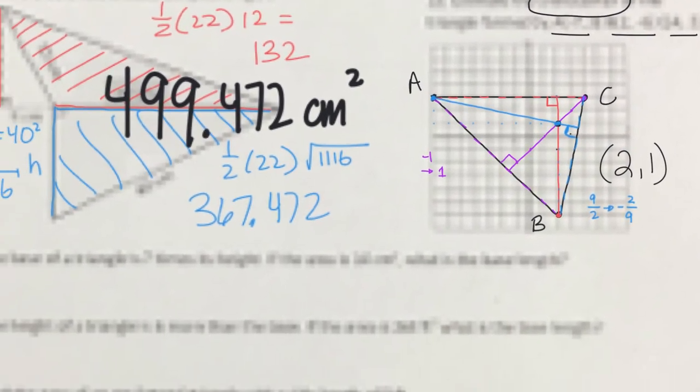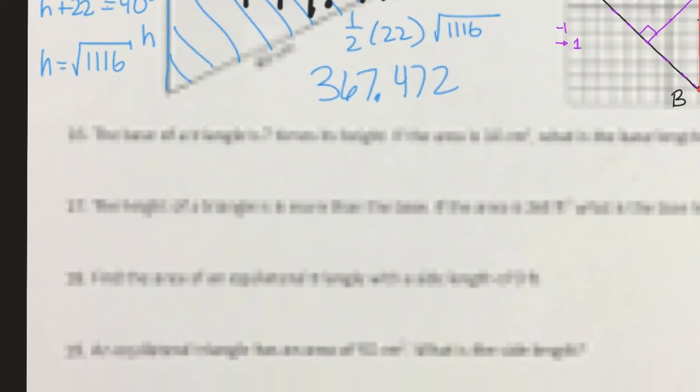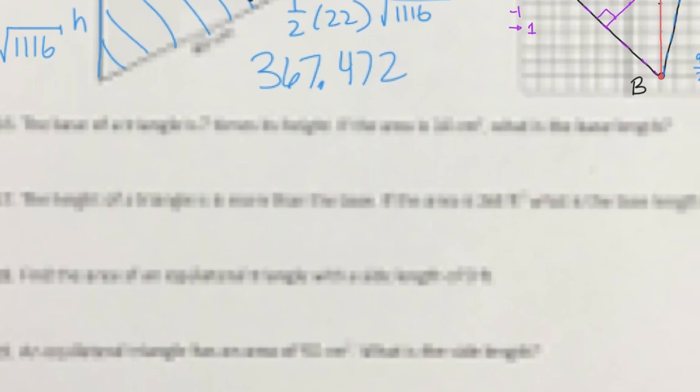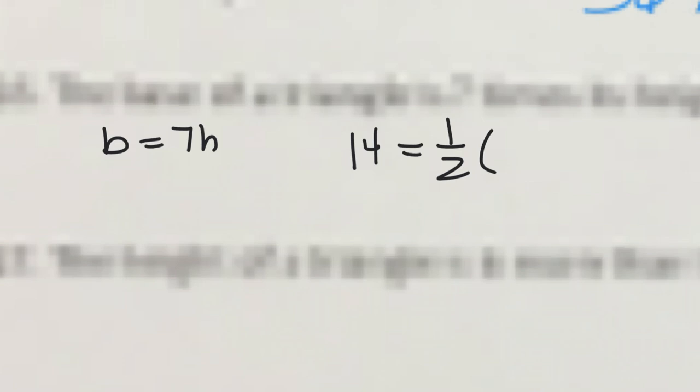Okay, let's get into some algebra. The base of a triangle is 7 times the height. If the area is 14, what is the base length? Base is 7 times the height. B equals 7h. So in my formula, area equals 1/2 of the base, and I'm going to replace base with 7h, times the height, which is just h.